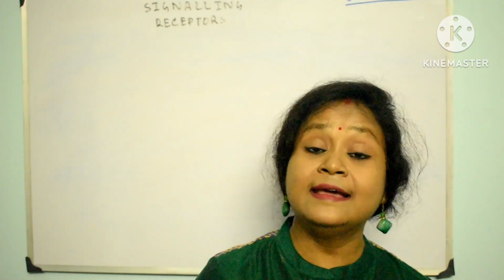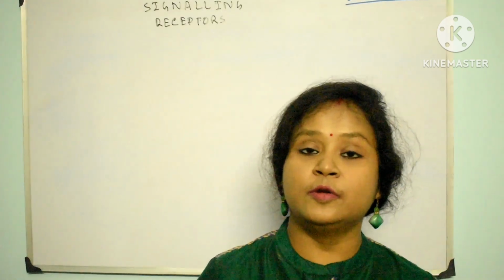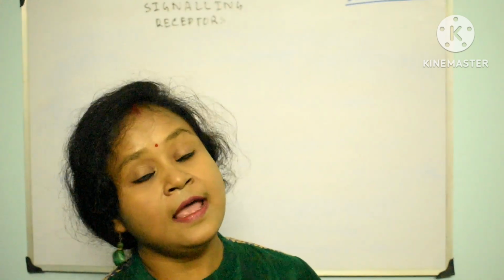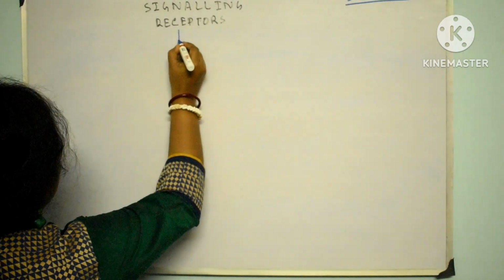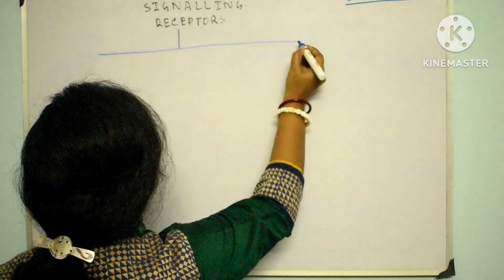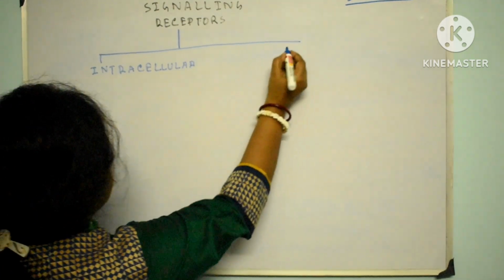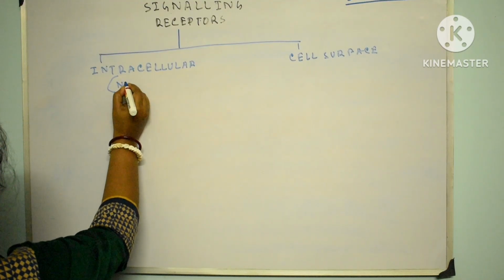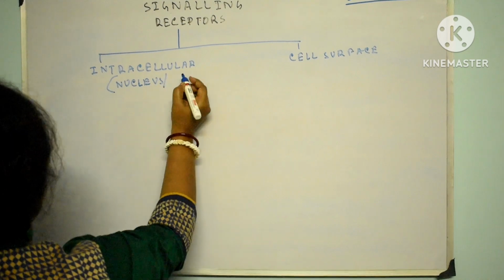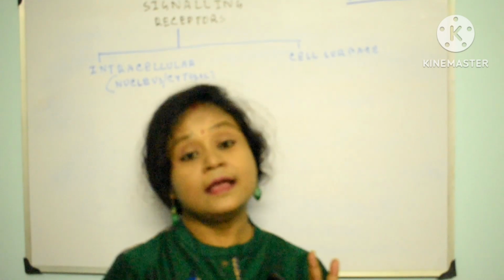They secrete ligand molecules. Ligand molecules go to the target cell, and as you all know, in the target cell there are two types of receptor. In my previous classes I have already discussed that signaling receptors are of two types: intracellular receptor and cell surface receptor. Intracellular receptors are in a cell, either in the nucleus or in the cytosol. Got it?